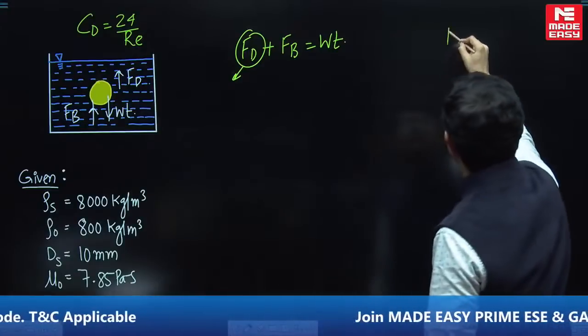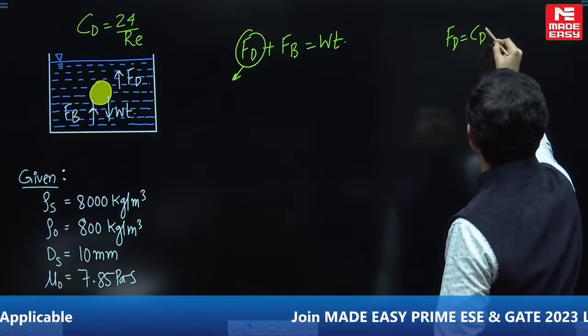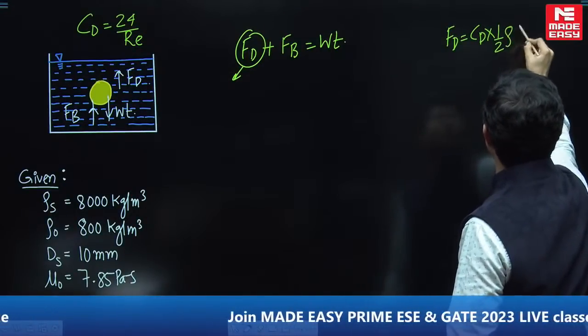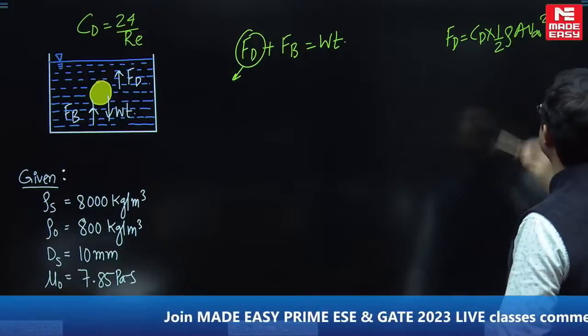And how to find the drag force? Drag force is CD into half rho A U infinity square.